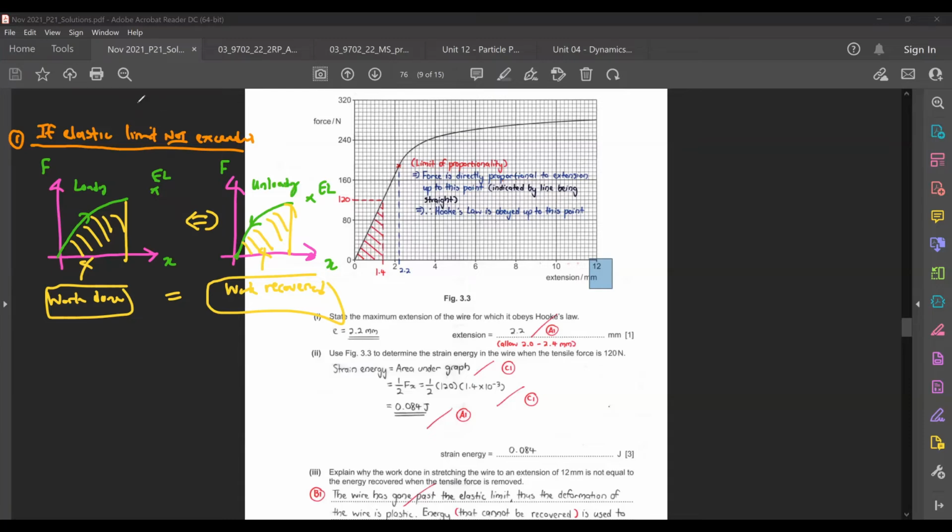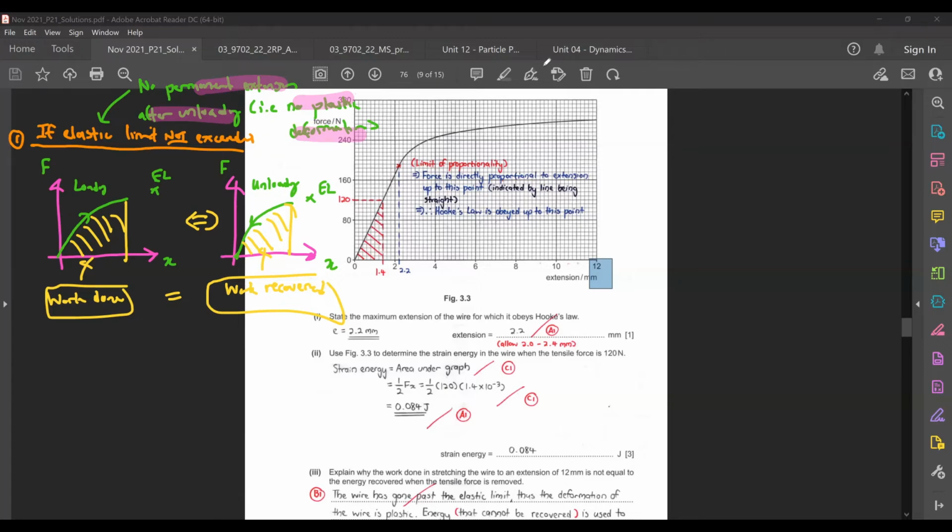One of the characteristics of the elastic limit not being exceeded is that there is no permanent extension after unloading, i.e. no plastic deformation. This is what we should know. If you did not exceed your elastic limit, there's no plastic deformation. There will be no permanent extension after unloading. But what if you have exceeded the elastic limit?